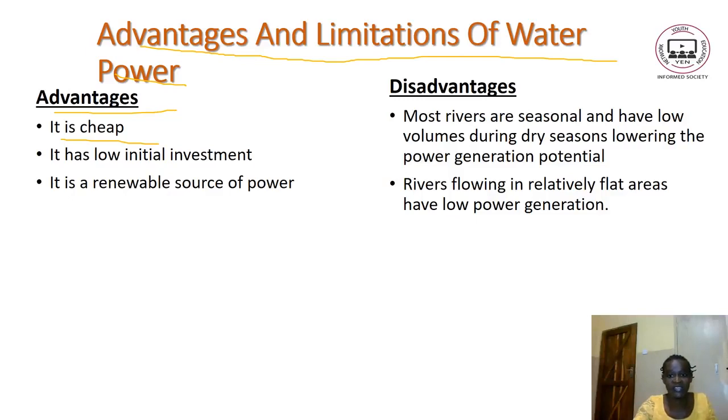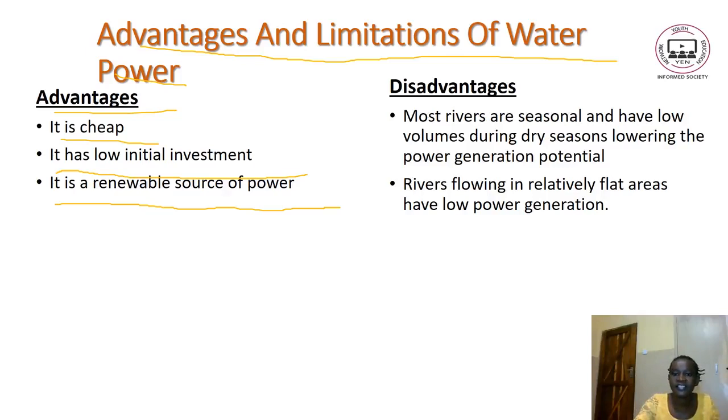On the other hand, it might be expensive, more especially when it comes to buying those turbines. But on the advantage part, we're saying that it is cheap since we're using a natural resource which is already available. We're not buying it. Apart from that, it has low initial investment, and also it is a renewable source of power. Once used, it can be replenished. So we're saying that it is a renewable source of power.